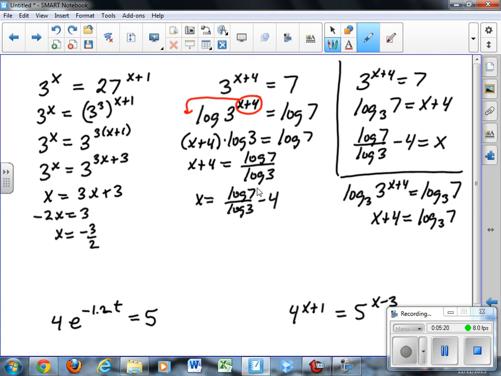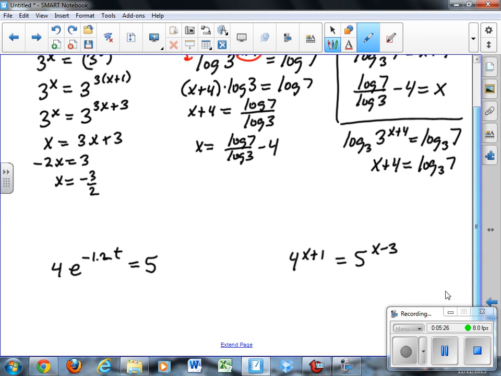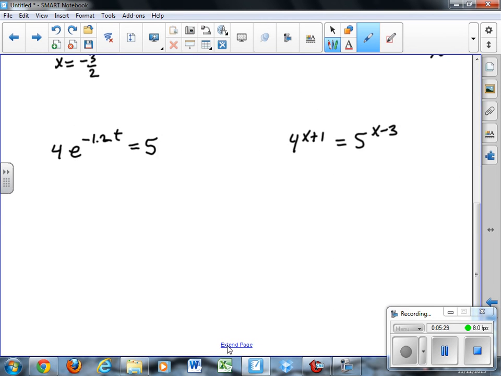I could find the decimal answer for this and plug it in, but I'm not going to do that. You guys can figure that part out. I would rather move on to a different problem. Okay, let's look at one now that has a base e.